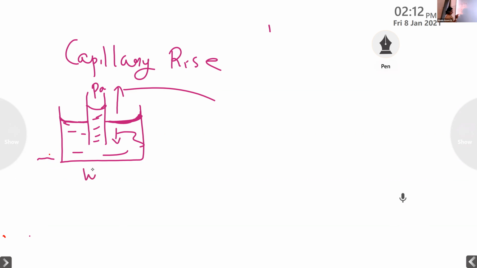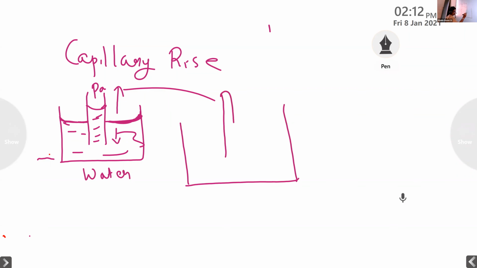So this is water. And in the case of mercury, the barometer, you remember. If you invert that mercury like that, you can see there is a convex shape in that mercury.